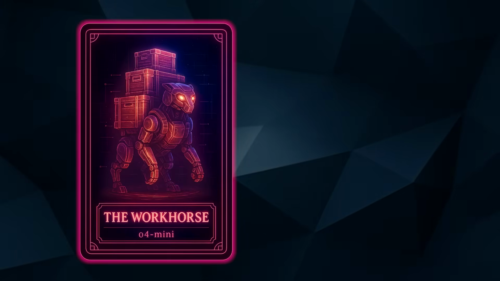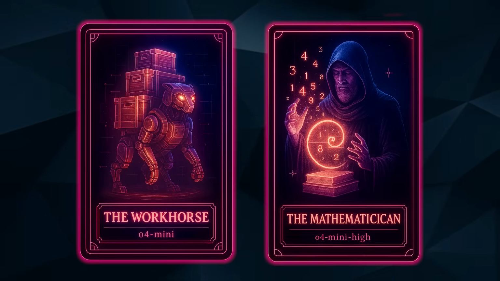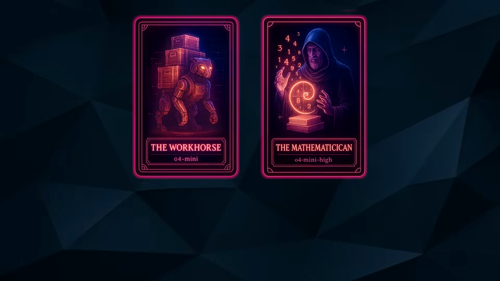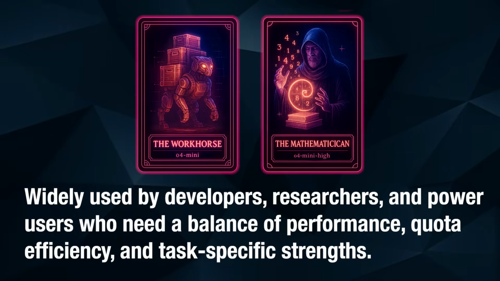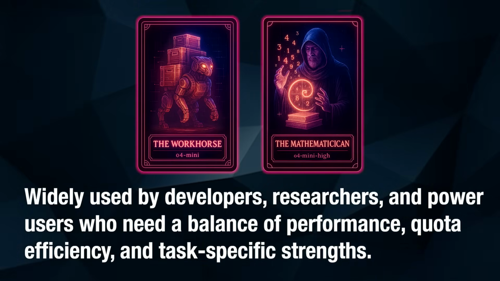If you're looking for speed and reliable reasoning, O4 Mini is your go-to. If you need extra accuracy for math or code, O4 Mini High is the upgrade. These two models are widely used by developers, researchers, and power users who need a balance of performance, quota efficiency, and task-specific strengths.